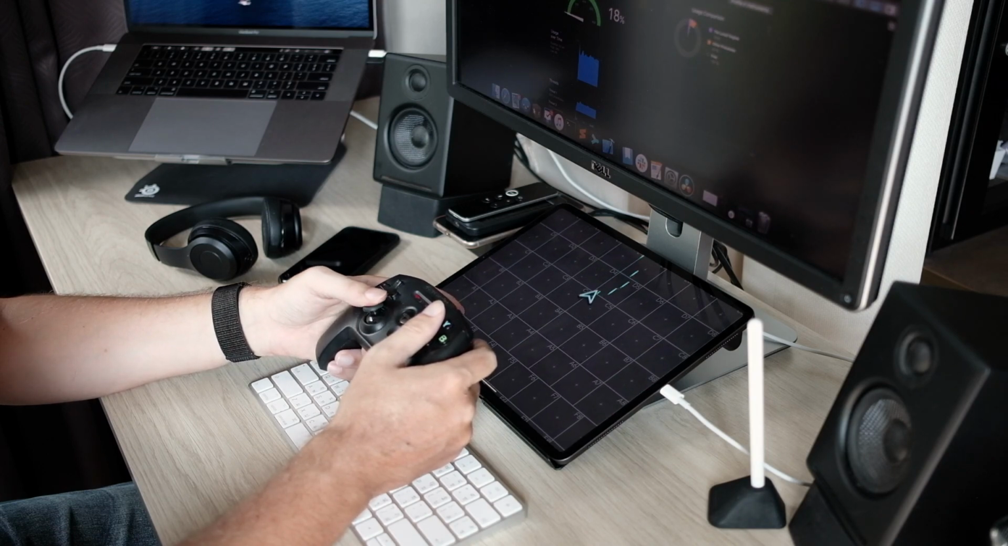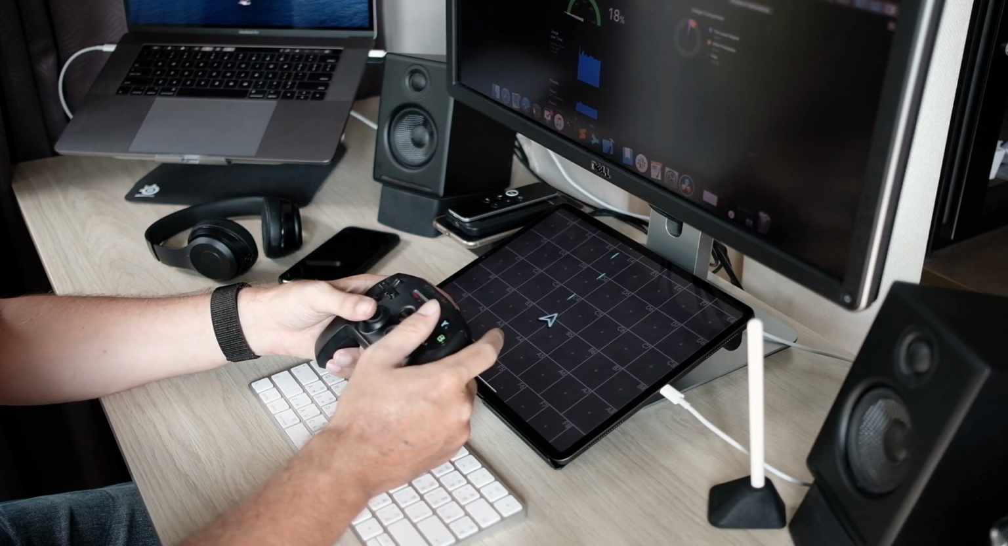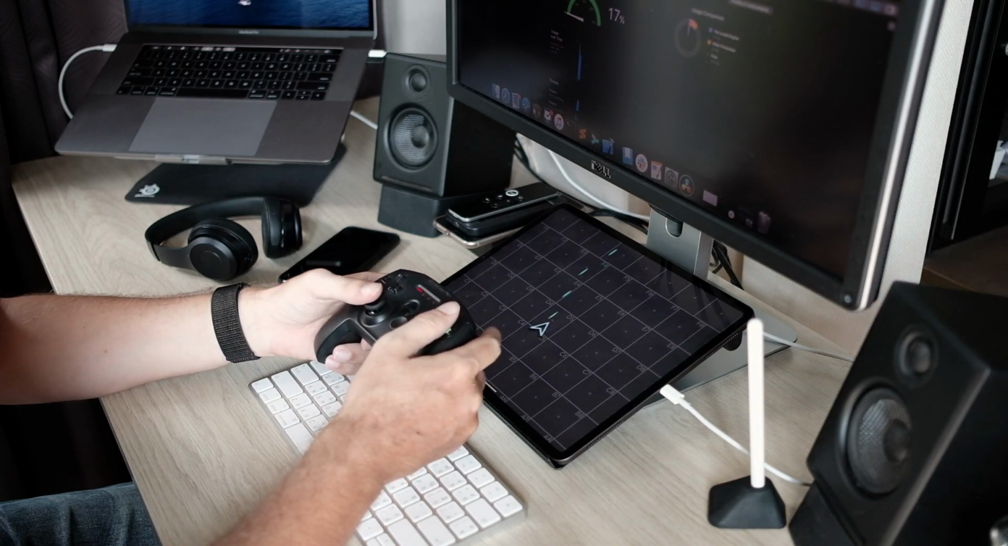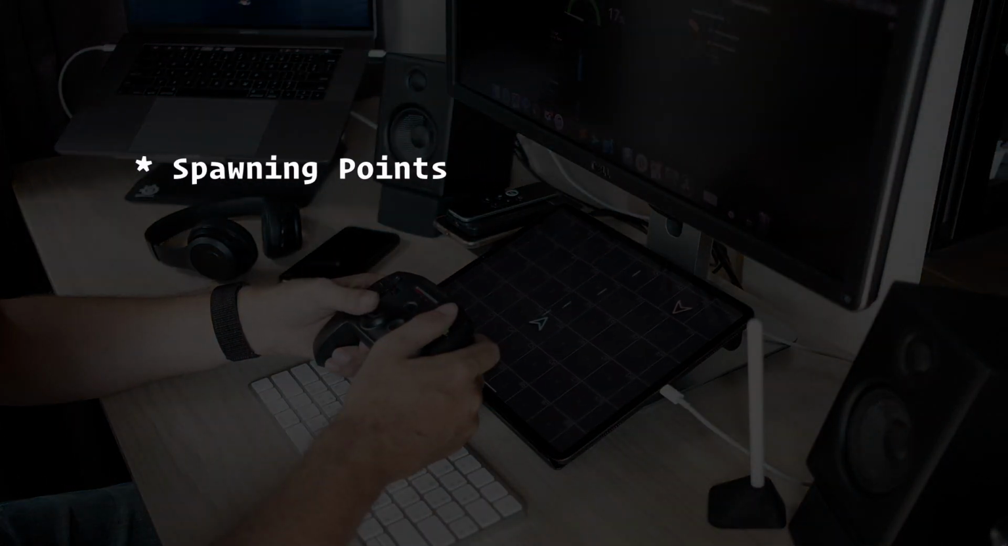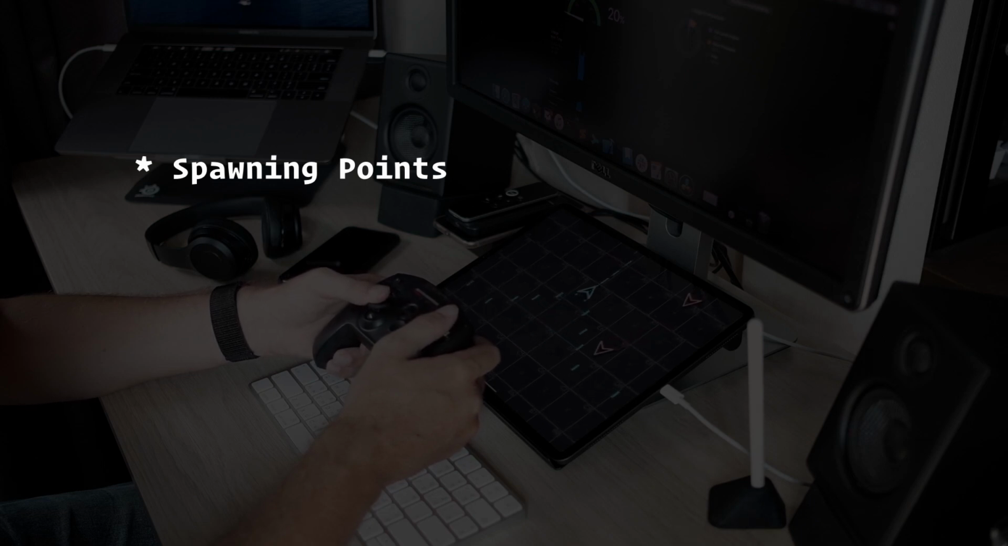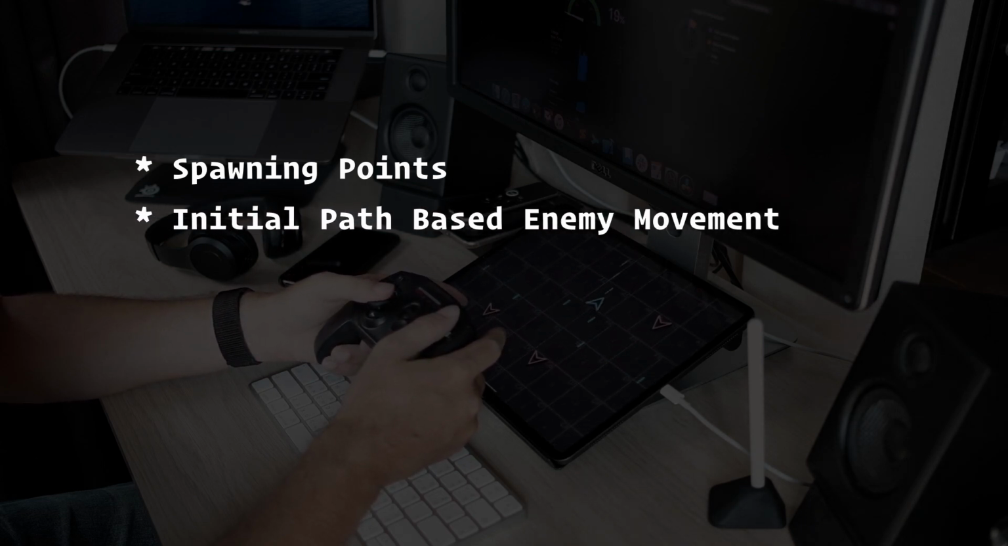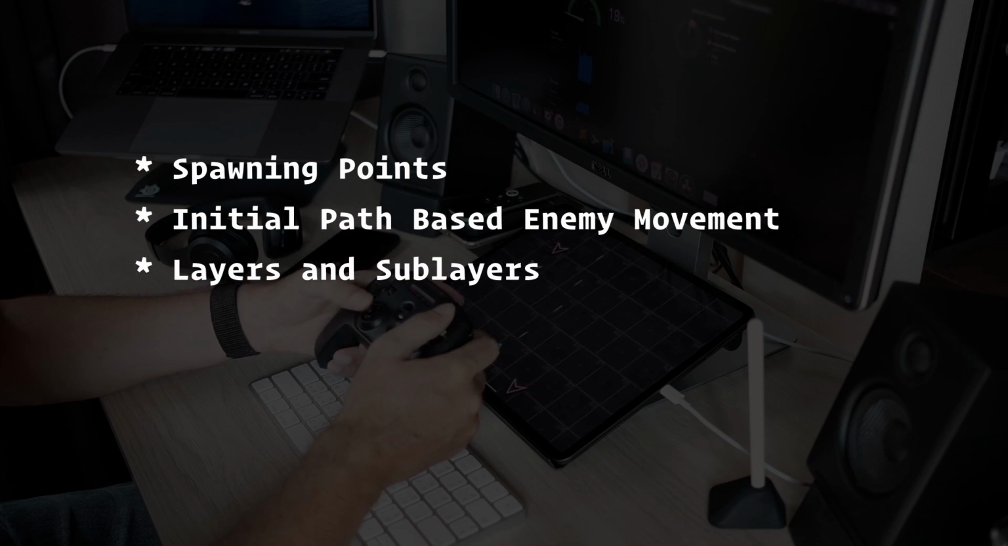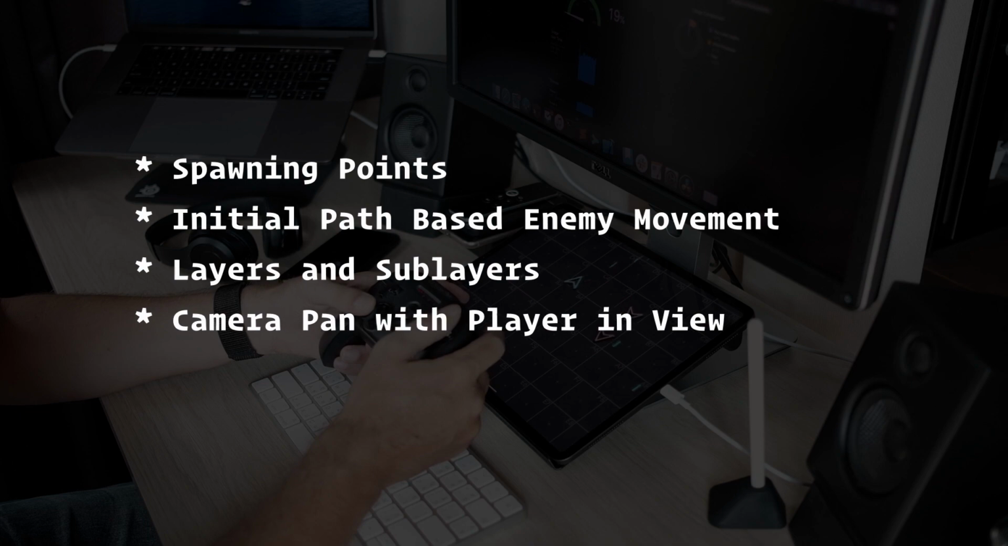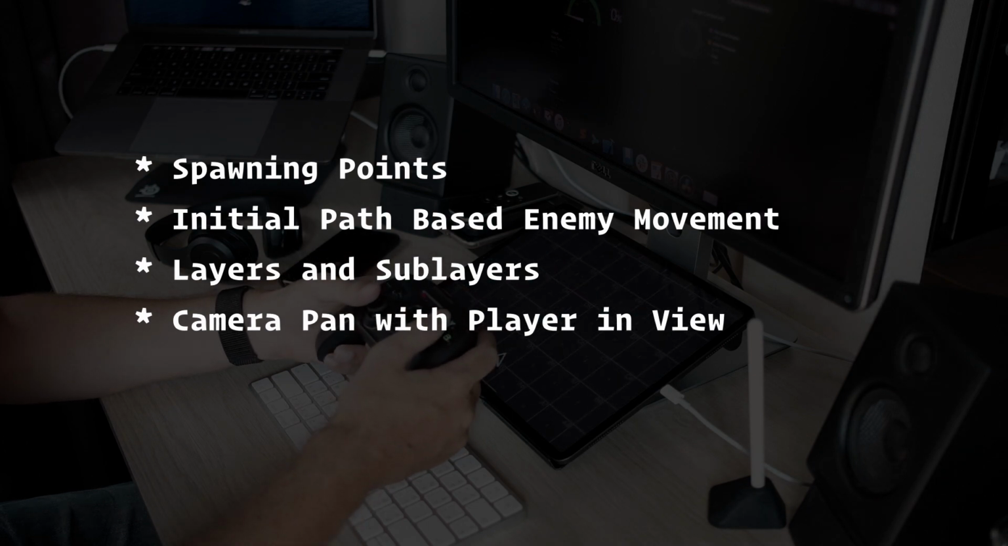So some things that are worth mentioning are that I now have spawning points that get triggered when the camera passes over them. I've added some initial path-based enemy movements, implemented a bit more advanced layer handling with layers and sub-layers for the different entities. The camera now can move over the world, so I actually have a scrolling background, which is kind of woohoo.